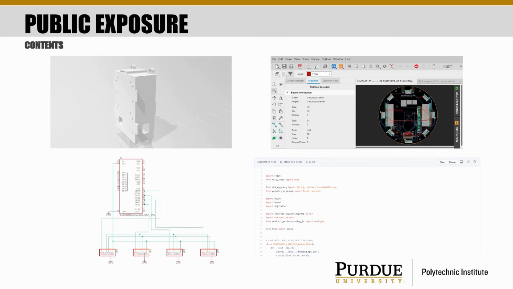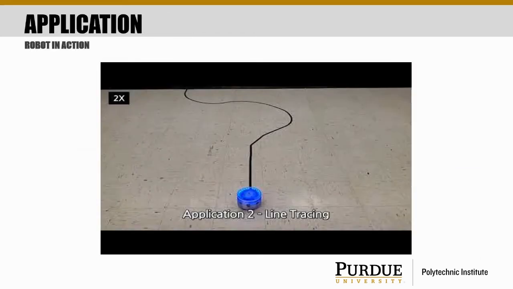Those are the examples of the content listed in the GitHub repository. Those are the example applications showing the capabilities of the robot.